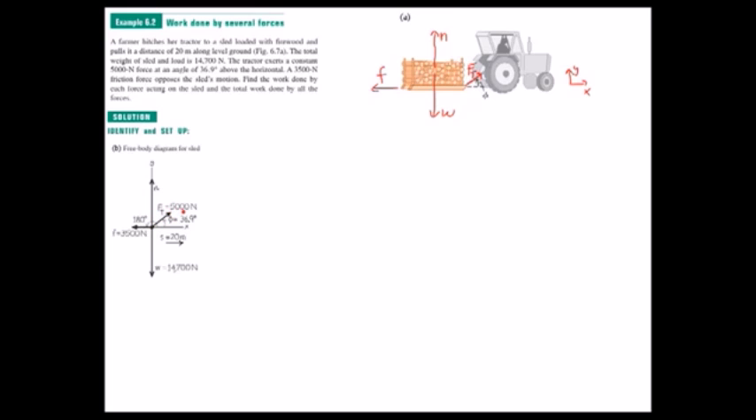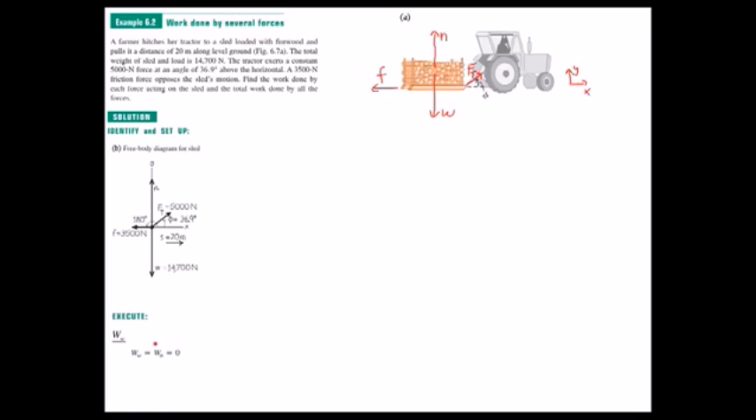We're given the magnitude of the tension force, the magnitude of the frictional force, and the weight. And we're told that the displacement is 20 meters, and of course that's going to be along the positive x-axis. The angle that the tension makes with the positive x-axis is 36.9 degrees. We'll calculate the work done by considering the magnitude of the force applied times the magnitude of the displacement of the tractor times the cosine of the angle between those two vectors.